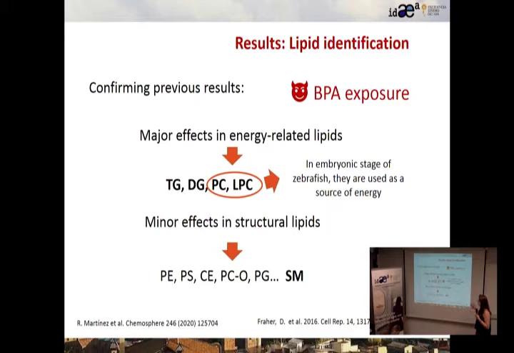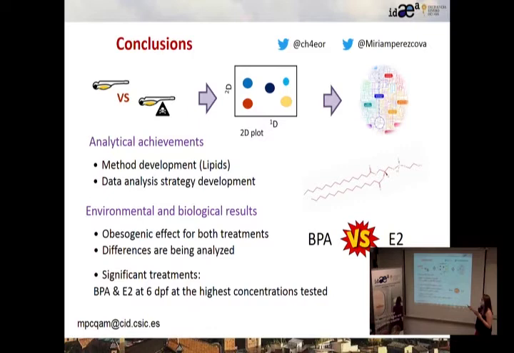So, take-home messages. From an analytical point of view, I developed a 2DLC method for lipids, and also a data analysis strategy to deal with these huge and complex data sets. From the environmental and biological point of view, I found an obesogenic effect for both treatments, which was kind of unexpected. So I'm looking more closely at the differences between these two. And about the treatments that resulted significant, I can say they were for both treatments, so BPA and E2, at day 6, the highest concentrations tested.